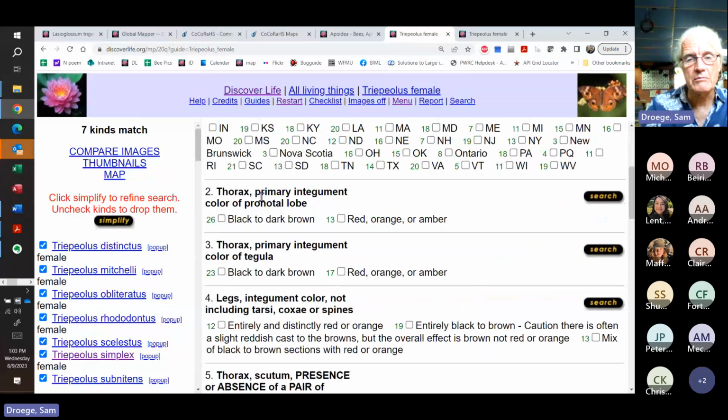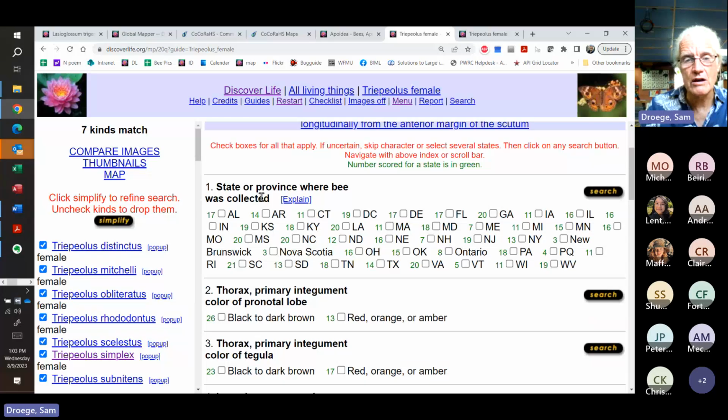So I think most of you are aware of how to use Discover Life guides. I'll point out that the green numbers here again indicate how many, in this case, female Triepeolus, because this guide is only to Triepeolus female, are scored for that character. So Nebraska 16, Massachusetts 11, and so forth.